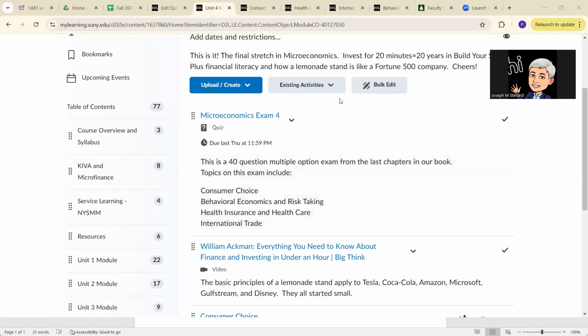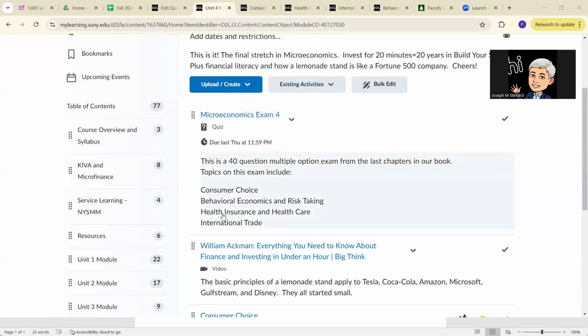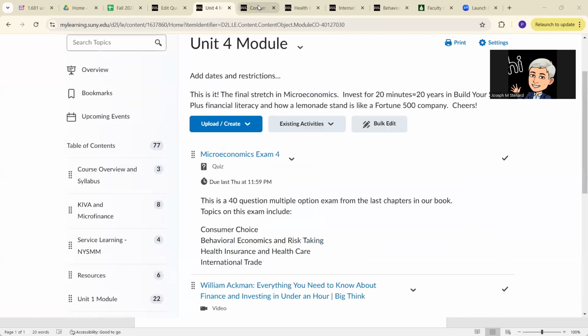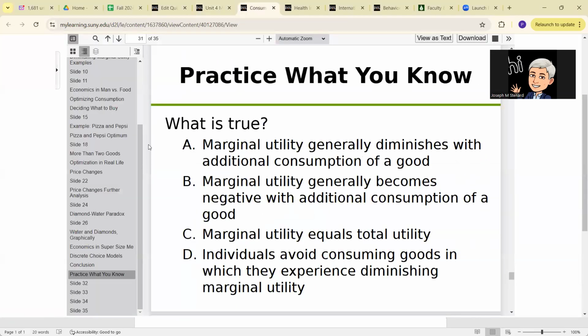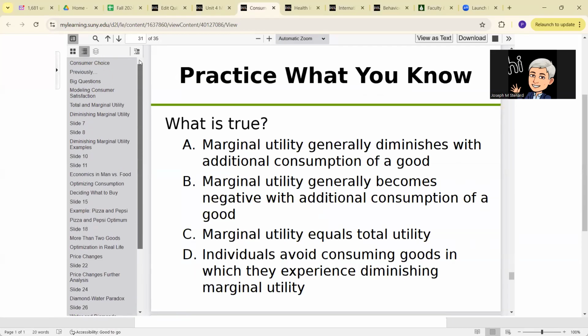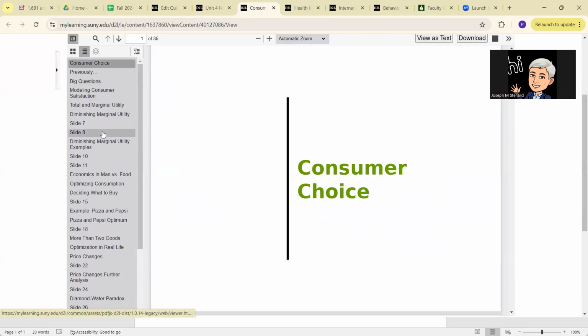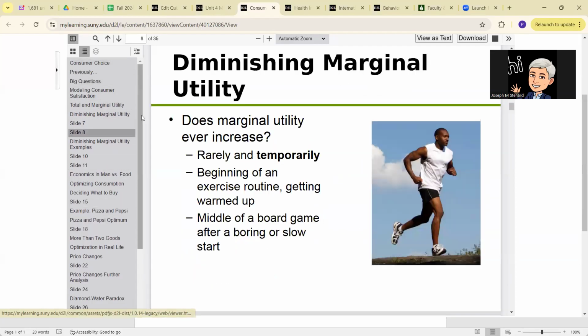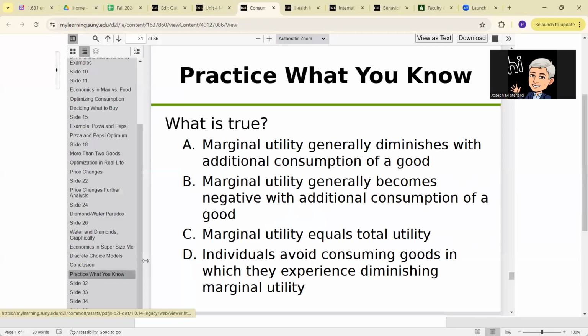So to navigate into those, I thought we would jump right into the PowerPoints, which you'll find down here. And the first PowerPoint is on consumer choice. And after you review all of the various PowerPoint slides, you'll get down to practice what you know. So assuming you've done all that and you're just prepping for the test, why don't we see where you're at?